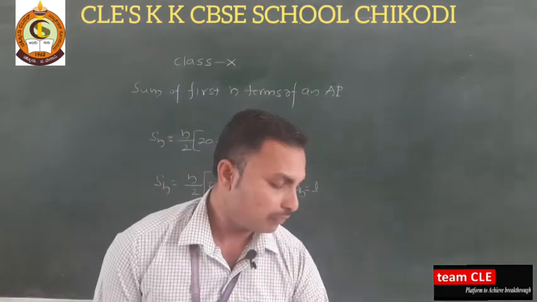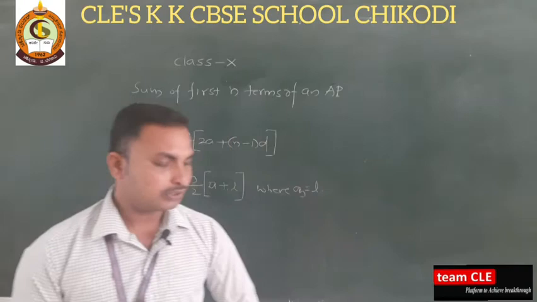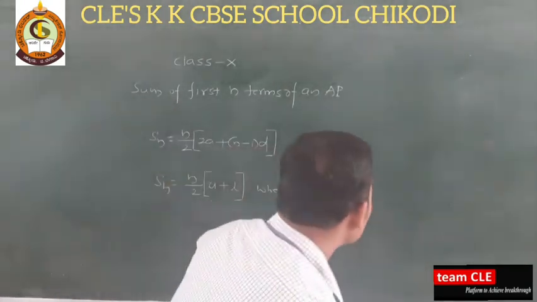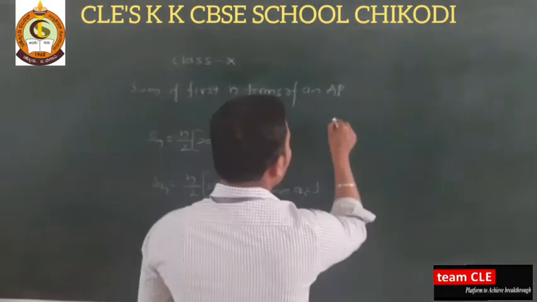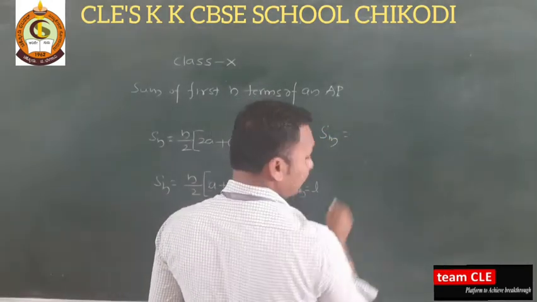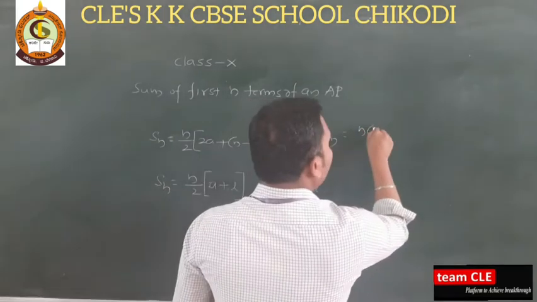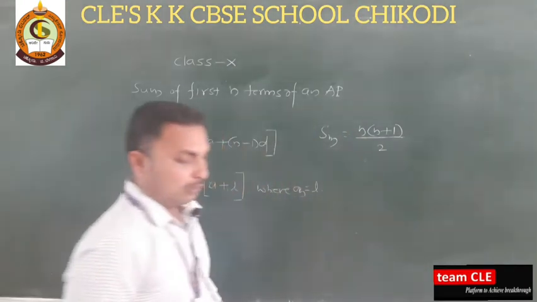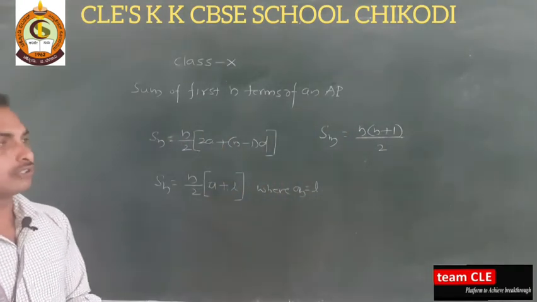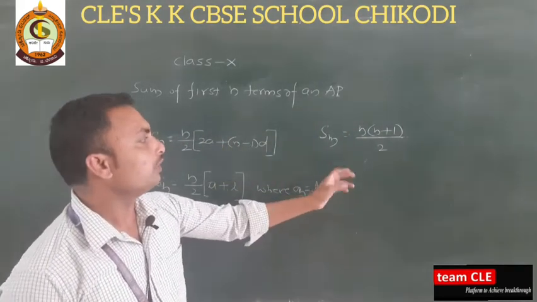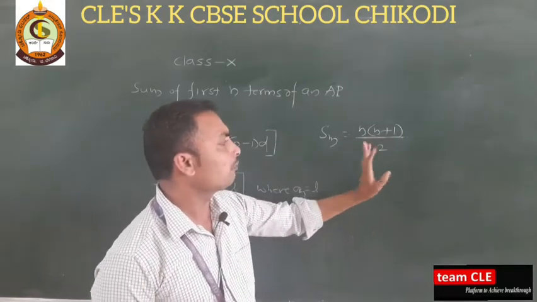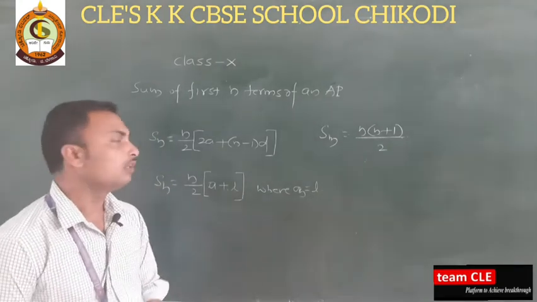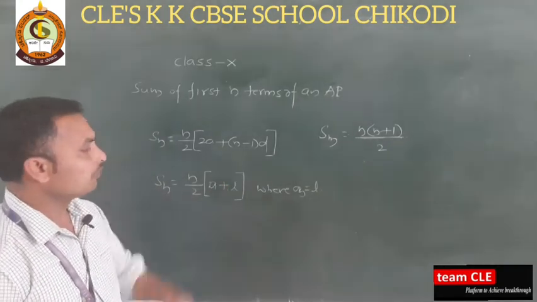One more formula we have, and that is the sum of first n positive integers. That formula is Sn is equal to n into bracket of n plus 1 by 2. This is the sum of first n positive integers. These are the three important formulas we have here. We will use these very importantly.